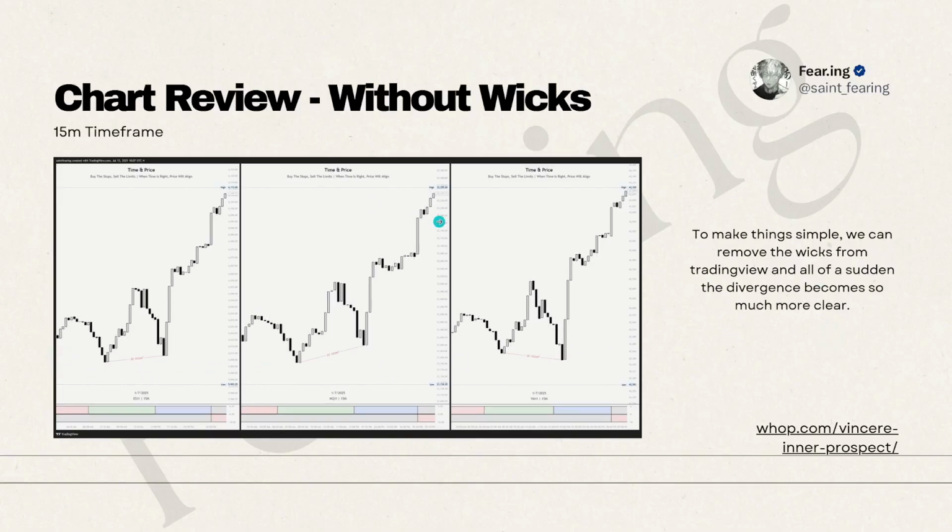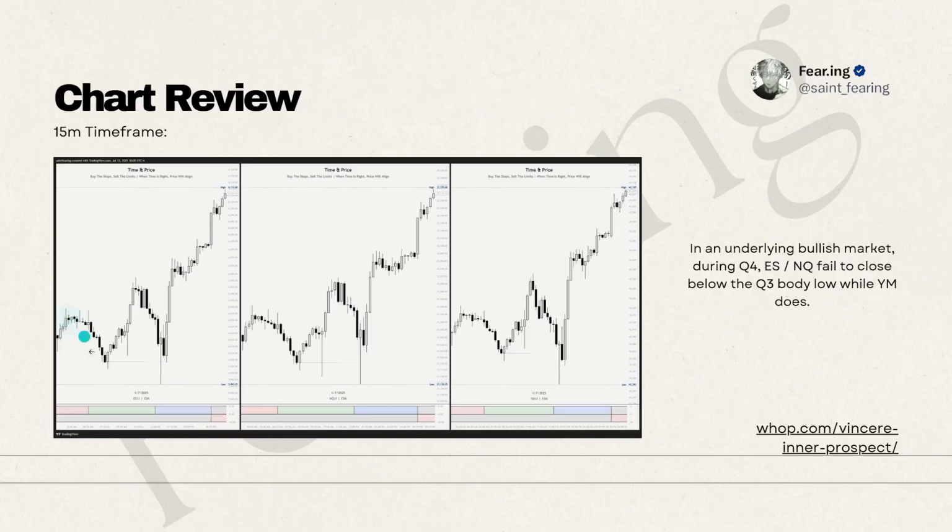Now, I just make it easy by turning off the wicks. I do not personally do this. I'm just using this as a representation. I really would not suggest getting in the habit of turning off the wicks on your TradingView. You need to train your eyes to be able to identify it just like this, because it's very, very simple. You just see body close above on ES and NQ, and close below on YM. That is all you need to recognize. So train your eyes to identify it, and you will get it very, very soon.